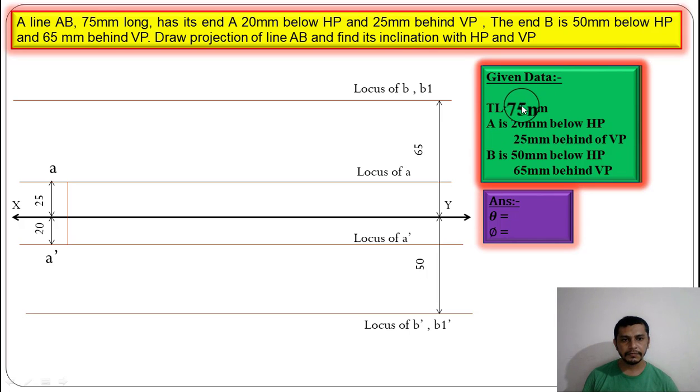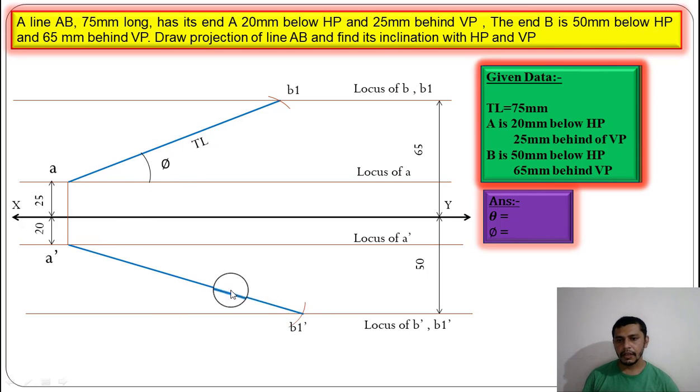So measure this true length, that is 75 mm, on the rounder, put your rounder on A and give an arc on locus of B. That point will be our B1 point. And again measure 75 mm true length and give an arc from A dash also on locus of B dash. We will get B1 dash. So AB1 is our true length, and the angle of this true length AB1 is phi, that is the angle of inclination of the line with the vertical plane. And joint A dash B1 dash will also be a true length but at an angle theta.